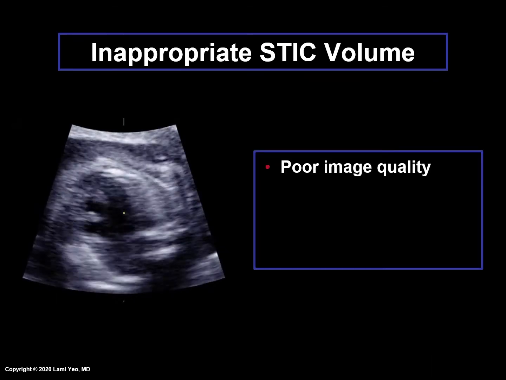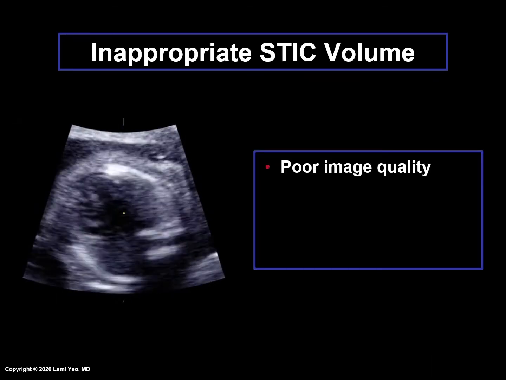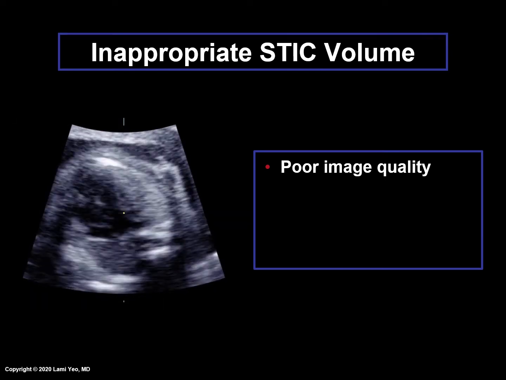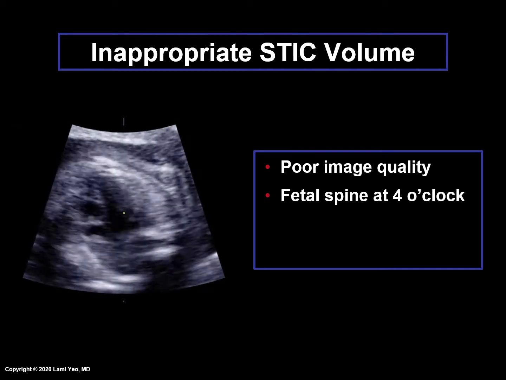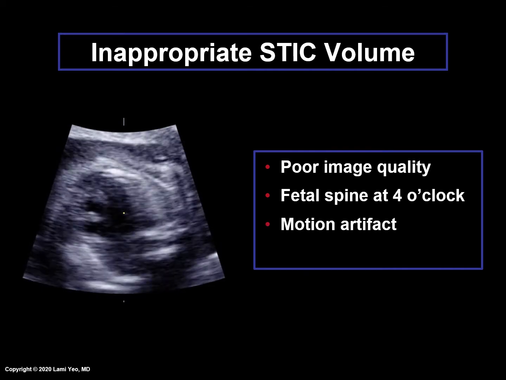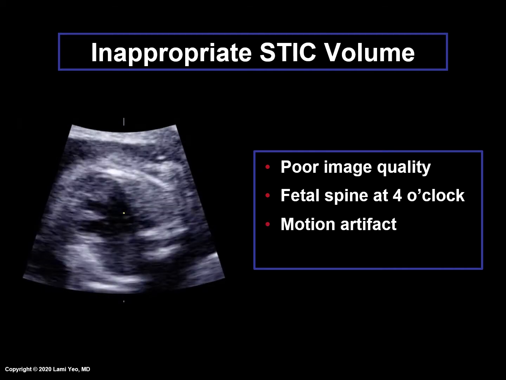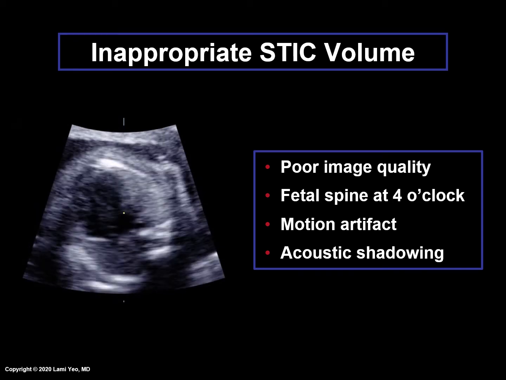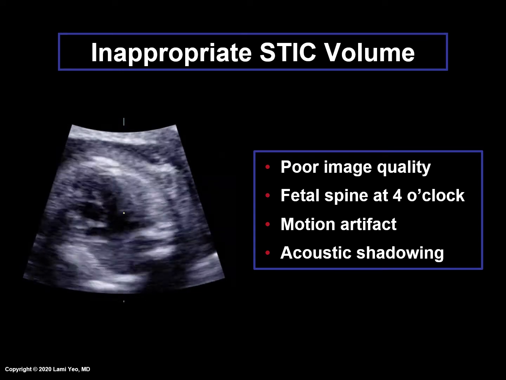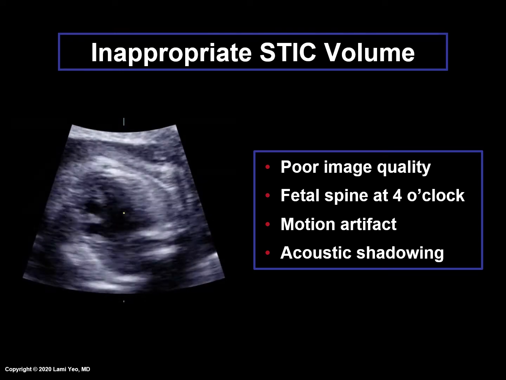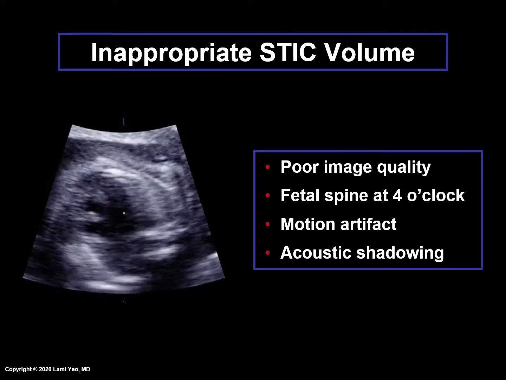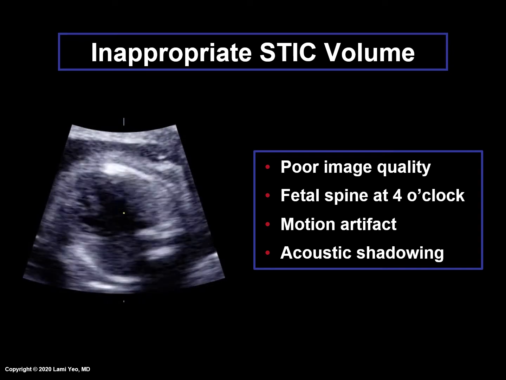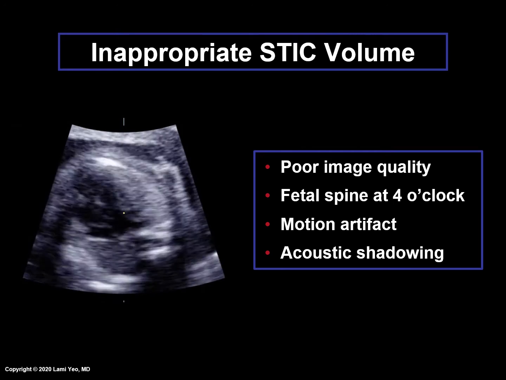Here is an example of a STIC volume. It is an inappropriate volume because there is poor image quality, the fetal spine is at 4 o'clock, there is clearly motion artifact, and finally acoustic shadowing. So can a STIC volume be acquired? Yes, but it will not be informative. If the FINE method is applied to this STIC volume, the cardiac structures and anatomy will be depicted poorly.